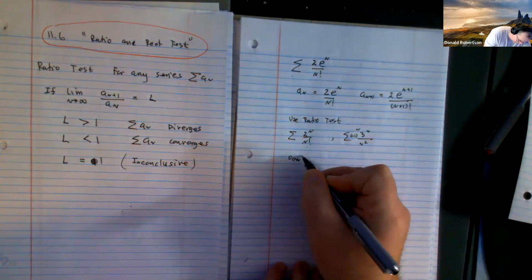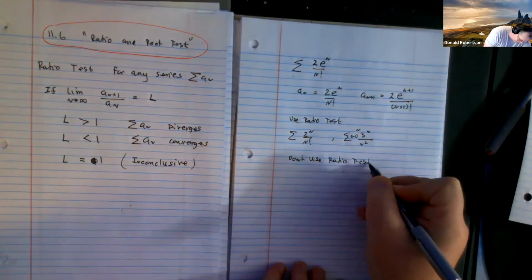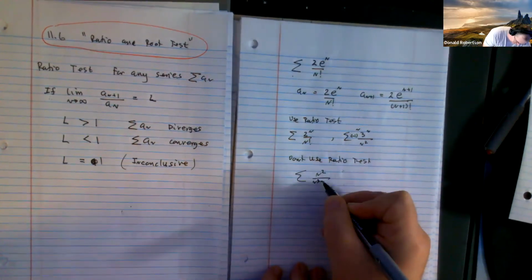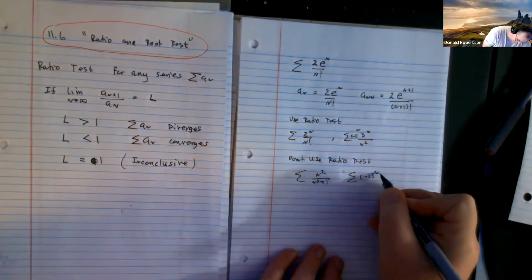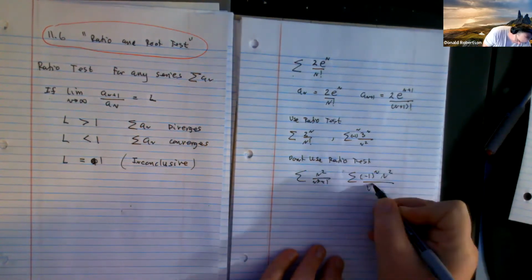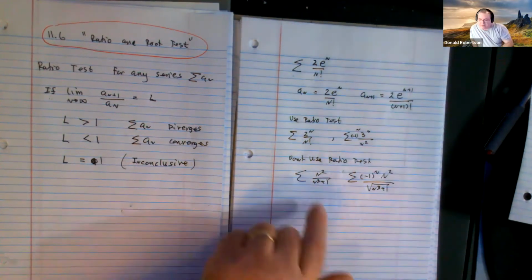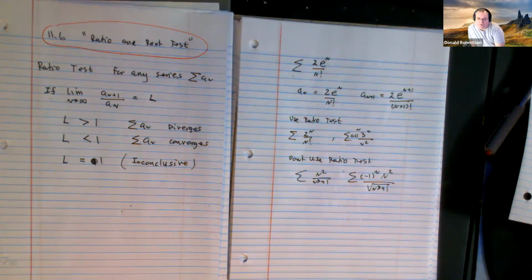Don't use the ratio test because it tends to not work for things that look like that. For alternating series, you know, look like that. Anything with powers in it, don't use the ratio test, right? It tends to not give you good answers.